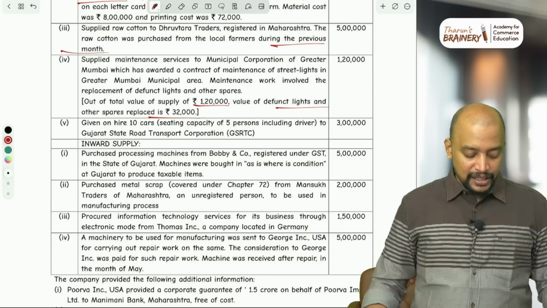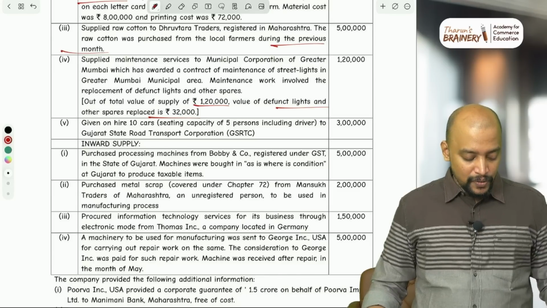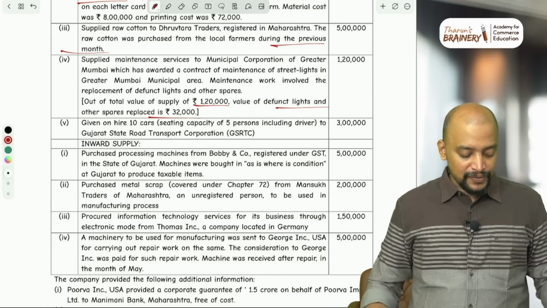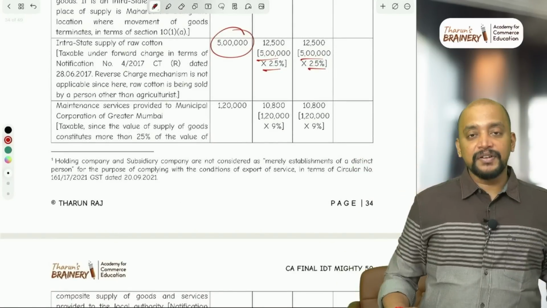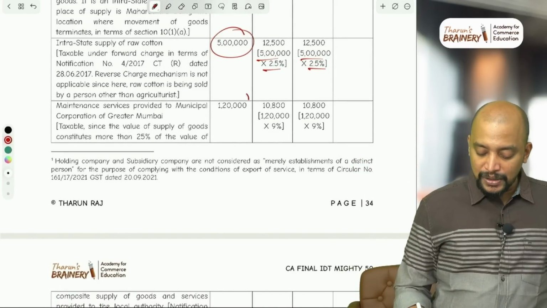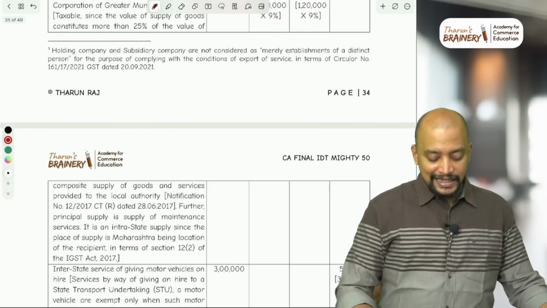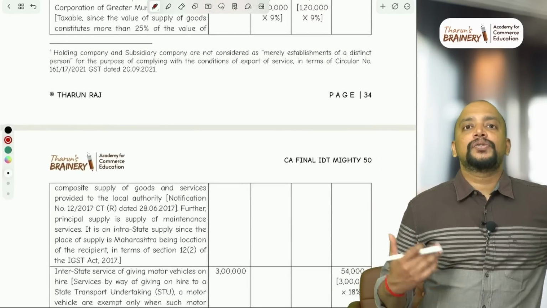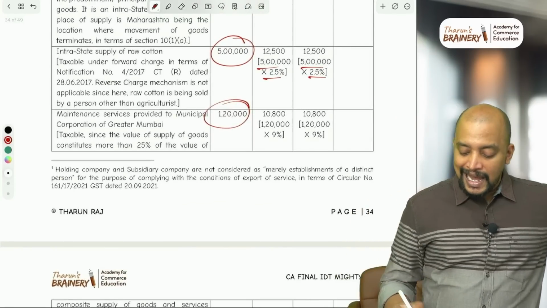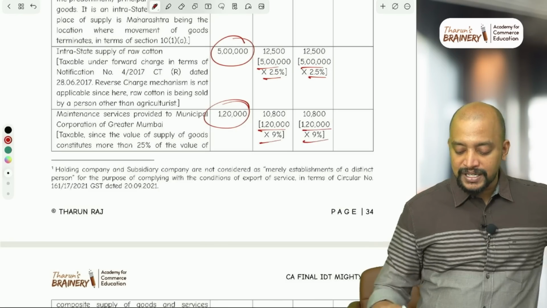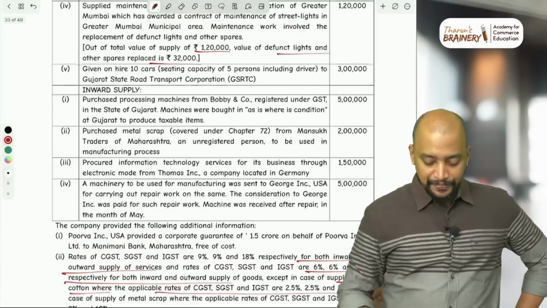So we need to see 32,000 divided by 1,20,000. So that will come to what? 26.67%, means it exceeds 25%. So therefore it will be taxable at 1,20,000, and it will be coming under Section 12 sub-section 2, general provisions. So location of recipient is the same state, and therefore 1,20,000 into 9%, 1,20,000 into 9%.